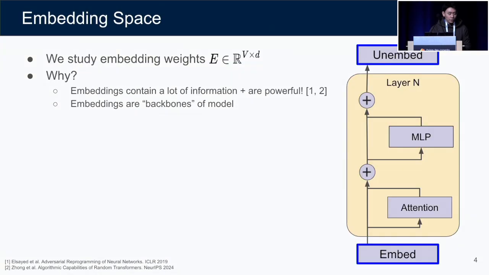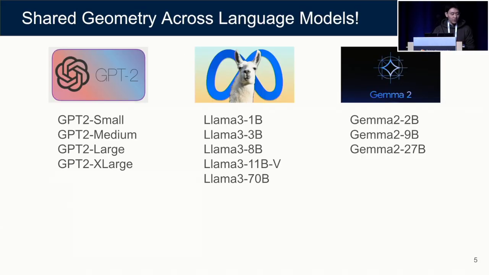And in particular, we scope our study to just the token embedding weights. So this object, this E weight matrix, and mostly because these weights themselves already contain a ton of information, and you can already do a lot with just these weights. So I will mostly not talk about any activations or hidden states. And we compare language models within 3 different families, GPT-2, Llama 3, and Gemma 2.